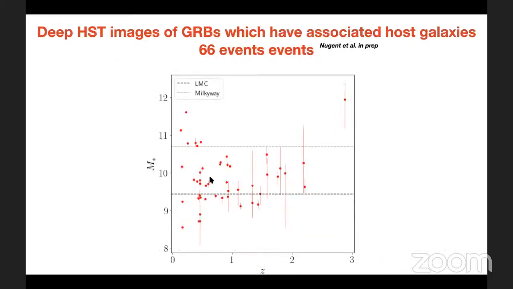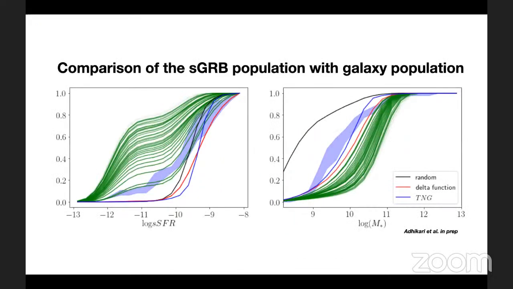So we also did a census of host galaxy properties. One interesting thing that we're finding is that there are a lot of these short GRBs that live in really low mass galaxies, even lower stellar mass than LMC-like systems. And we're trying to populate simulations to see how it really adds up with the entire picture of cosmic star formation.